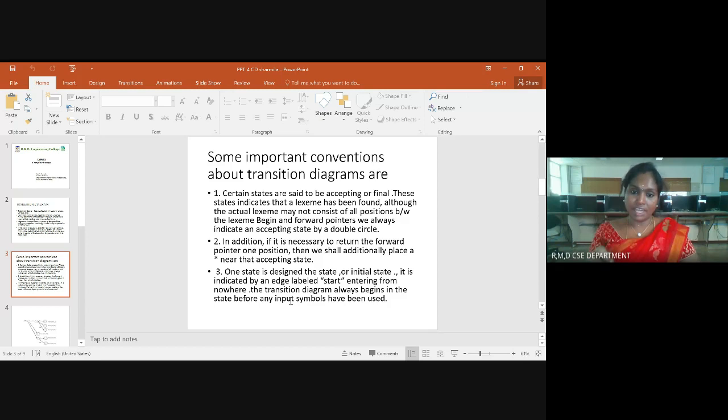So the starting state is marked with a single arrow, and the accepting state with a double circle. If it is necessary to retract the forward pointer one position, we additionally place an asterisk. So an asterisk means we move the pointer back one position on accepting that state. One state is designated as the initial state. It is indicated by an edge labeled start. We write an arrow mark there labeled start, the start symbol. The transition diagram always begins in the start state before any input symbol has been used. We should have some starting state to start the transition diagram.